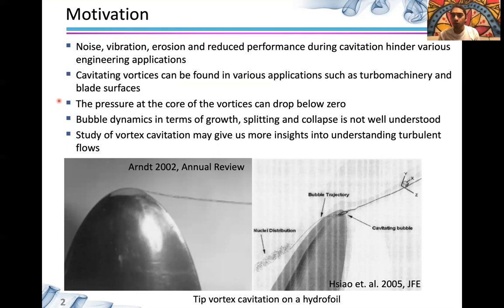If the circulation velocity of the vortex is very high, the pressure at the core can drop even below zero. When that happens, it can lead to very low stagnation pressures at the core. And if there are any nucleation sites present at the core of the vortex or anywhere in the region of the vortex, it can lead to cavitation, which is what we are trying to study.